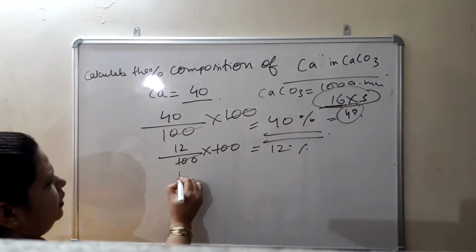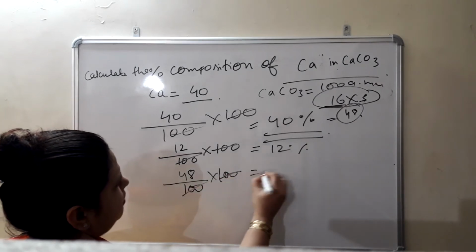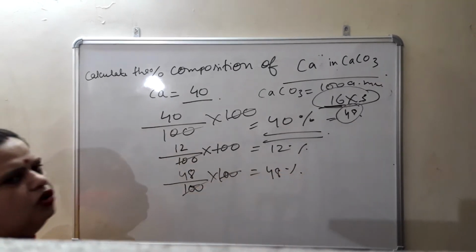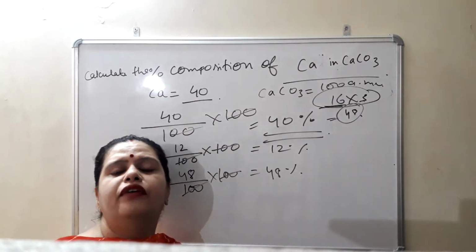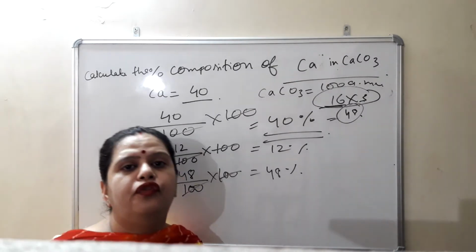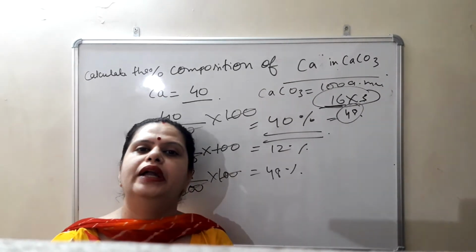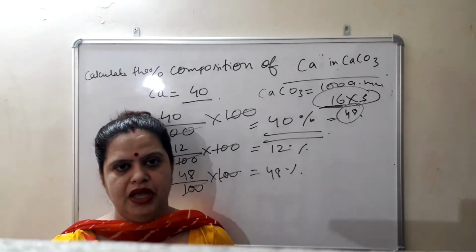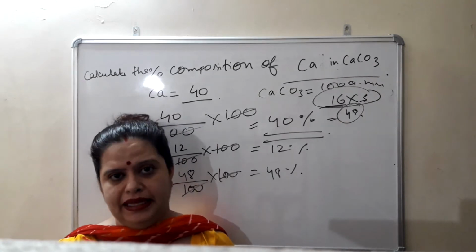So how will you calculate percentage composition? 48. Simple. It's very simple. In the same manner, you will get other questions also to find out, either the molecular weight of a particular compound or the percentage composition of a particular element in that compound. And this is the method by which you can solve this numerical.